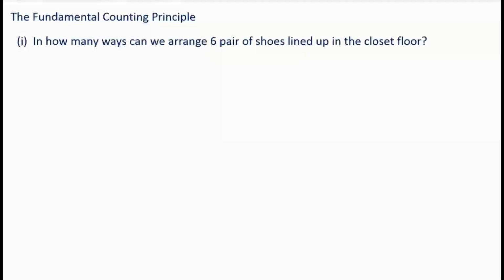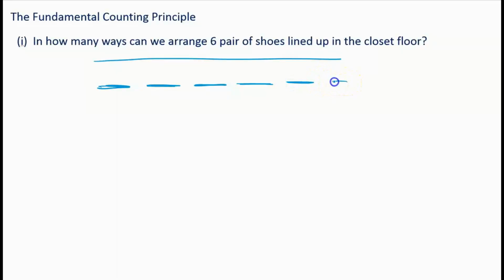All right, example I. In how many ways can we arrange 6 pairs of shoes lined up in the closet floor? So basically, you have your closet wall right here, and we're doing 6 pairs of shoes. Now, we're keeping the pairs together. That only makes good sense, right? So you got pair number 1, pair number 2, pair number 3, pair number 4, pair number 5, and pair number 6. Okay, we're going to line them up against the wall, so we can just go in there and grab a pair when we need it. Now, the question is, how many ways can we do this?